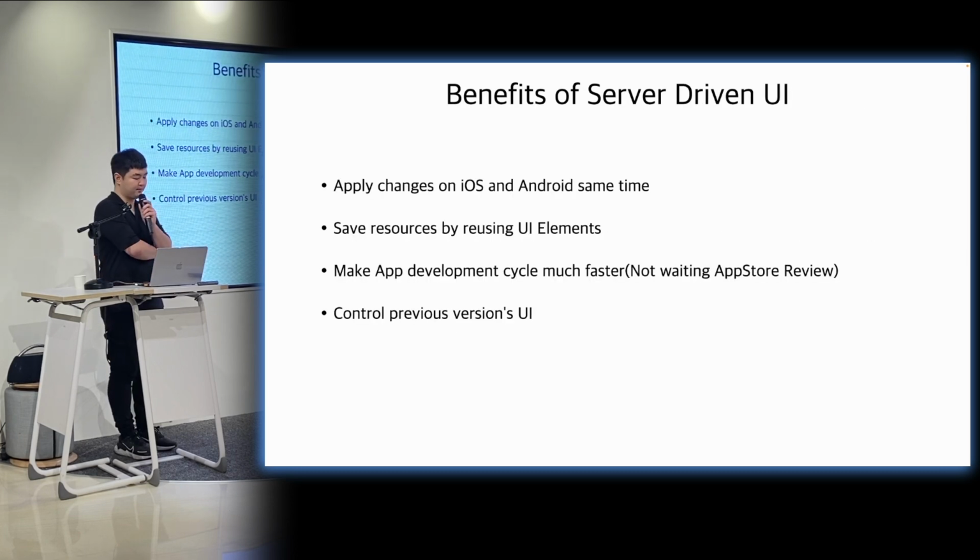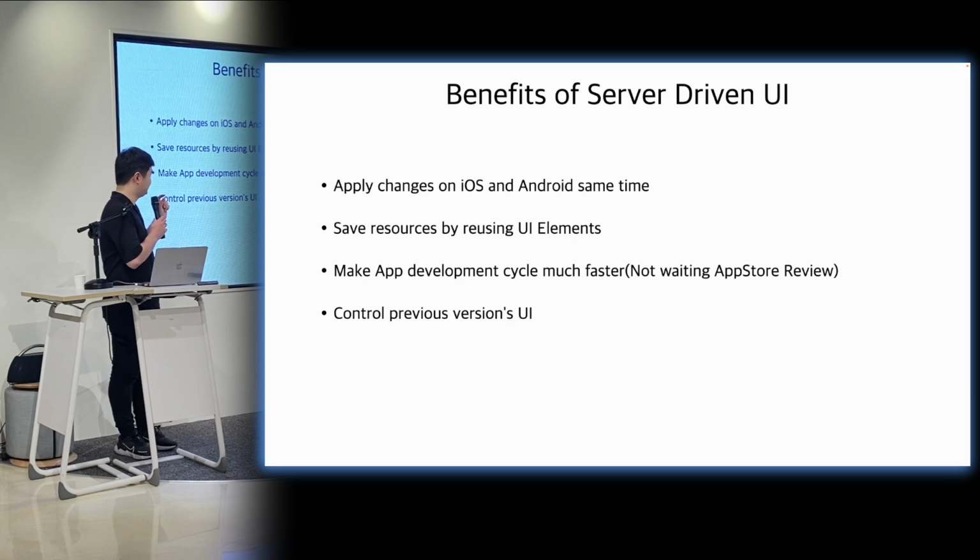So today I'm going to tell you about the server-driven UI. There are four big benefits, I think. The first one is that you can apply changes in iOS and Android at the same time, as I mentioned. And then you can save resources by reusing the UI elements in a predefined way. You don't have to implement new pages each time. You only have to render the JSON, that's all.